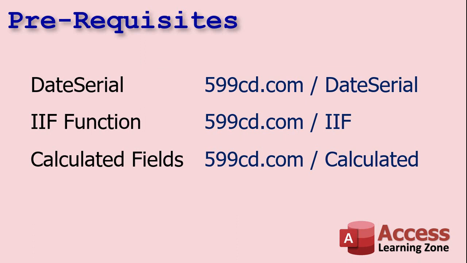Before we get started, you should know how to use the DateSerial function. That's how you can take the components of a date, like the month, day, and year, and put them together into a valid Access date value. That's important. You should know how to use the immediate if function, the IIf function, I call it. That's how you can basically do an if-then statement in a function, in a query, or in a form. And of course, you should know calculated query fields.